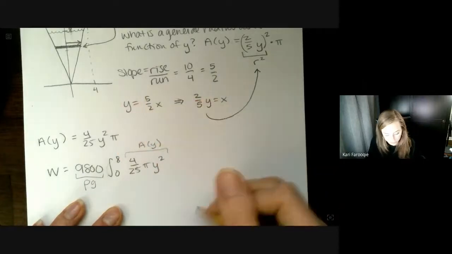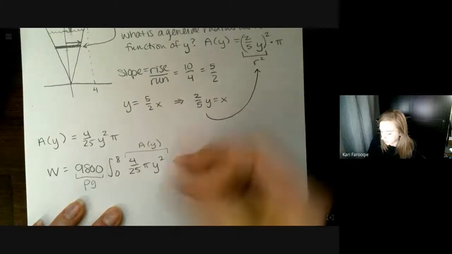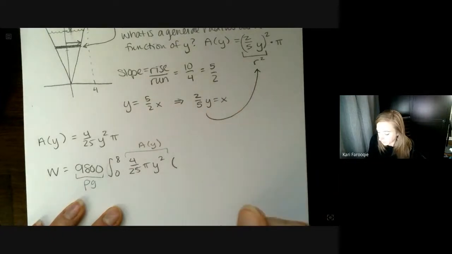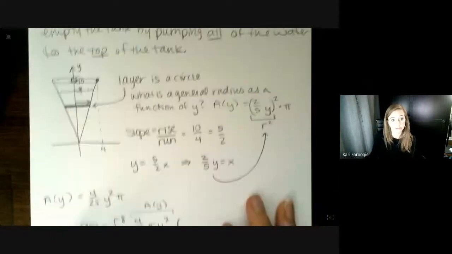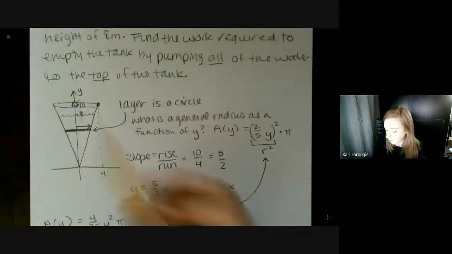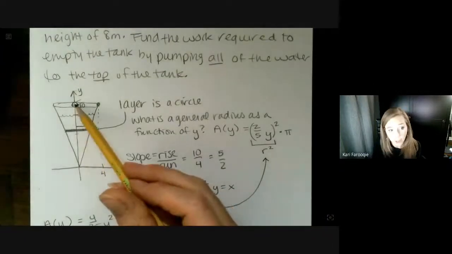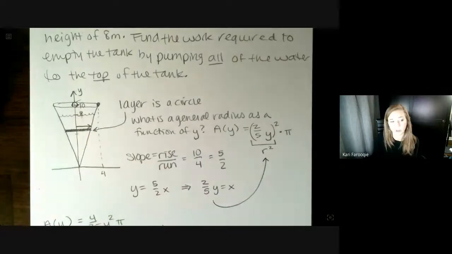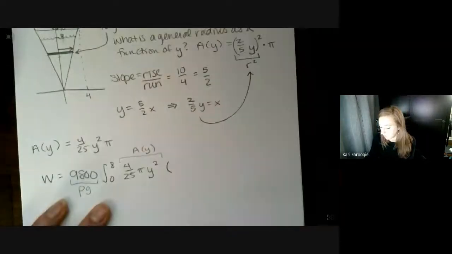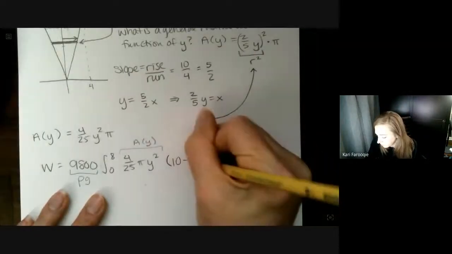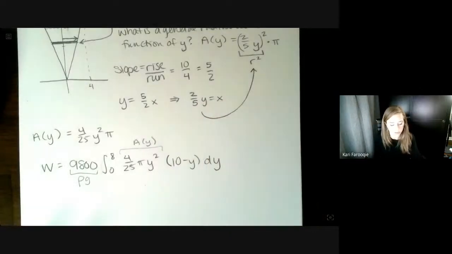And then the last thing I need is h minus y dy. And h in this case is going to be 10 because remember, we're talking about pumping water out of the top of the tank and we're 10 units away from the bottom of the tank. So h is going to be 10 and you'll have 10 minus y dy.